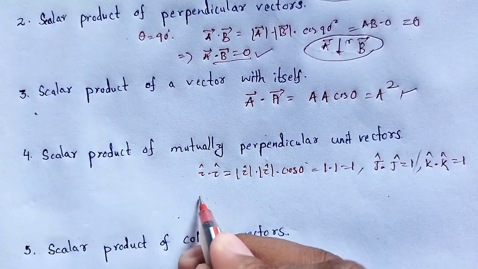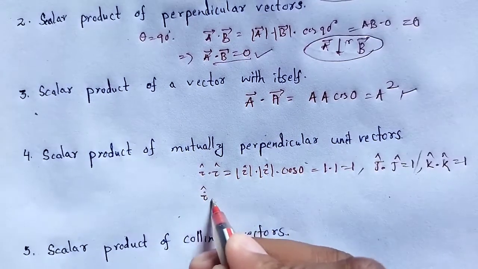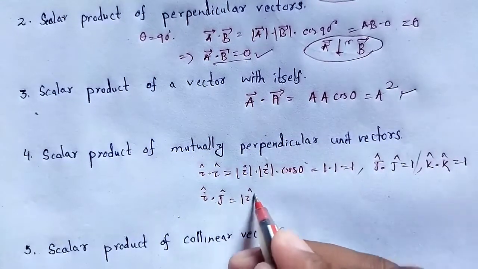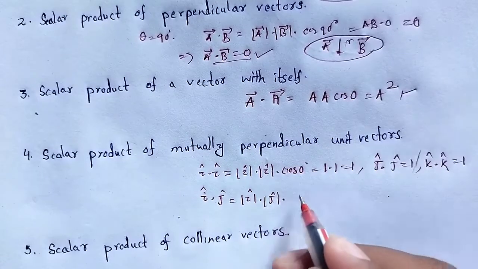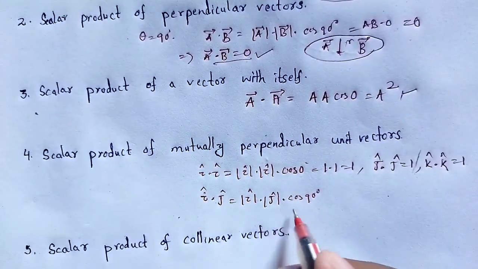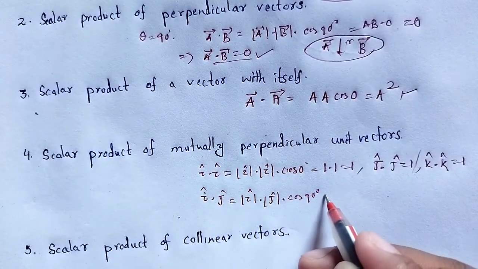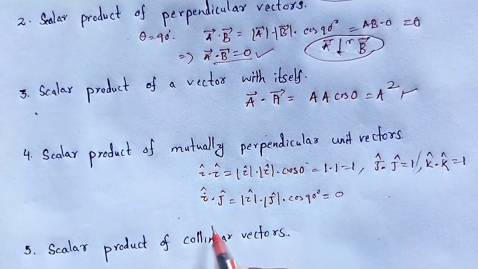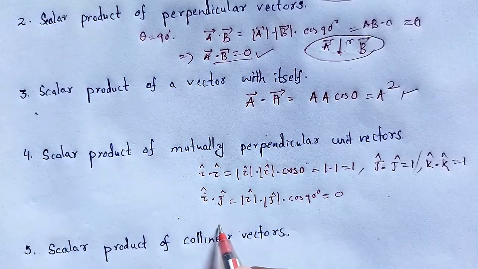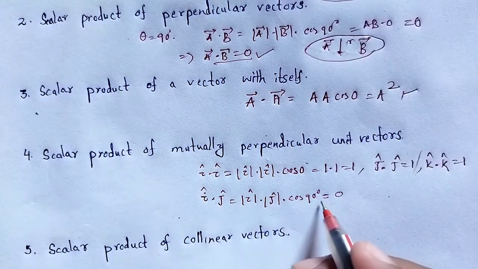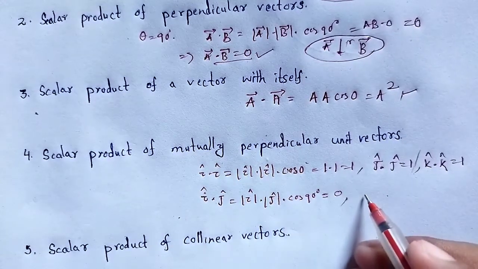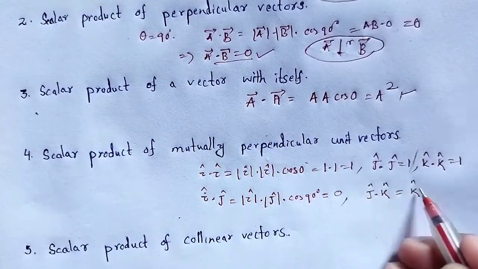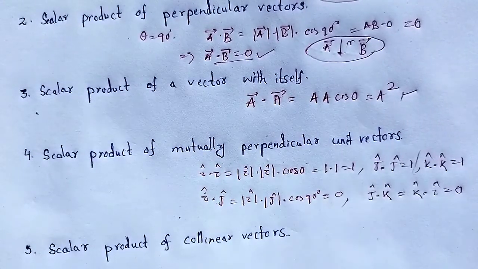Again, the possibility of i cap dot j cap is the magnitude of i cap into the magnitude of j cap times cos 90 degrees, since the angle between i cap and j cap is 90 degrees. Cos 90 means 0, so the overall value is 0. Similarly, we can write i cap dot j cap at 90 degrees is 0, and j cap dot k cap is equal to k cap dot i cap is equal to 0.